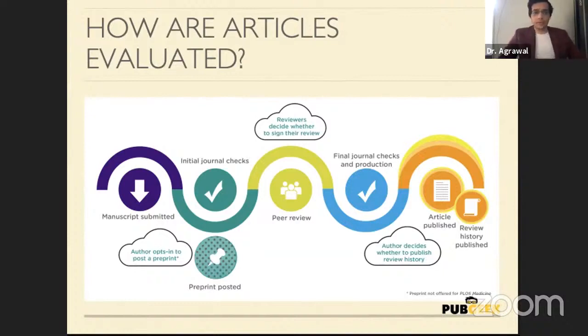And after that, you have your final journal checks and production if they have accepted your article, where you just decide what table to place where, and a few maybe spelling mistakes that are present in your article will be corrected. Then after that, your article will be published depending on the mode of the journal, whether it's just an online only journal or it has a printed version available. That's when your article will be published.